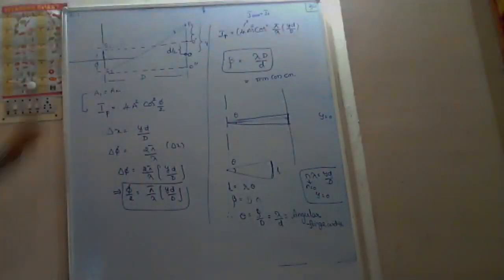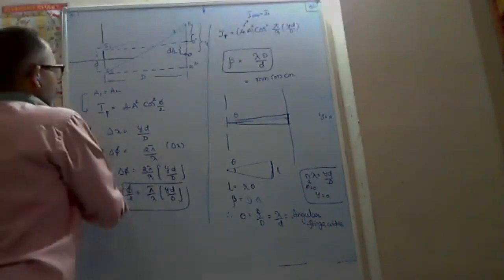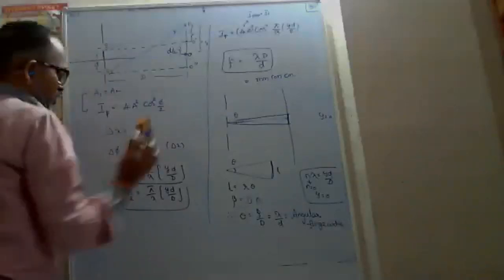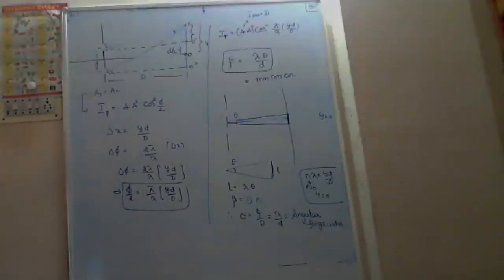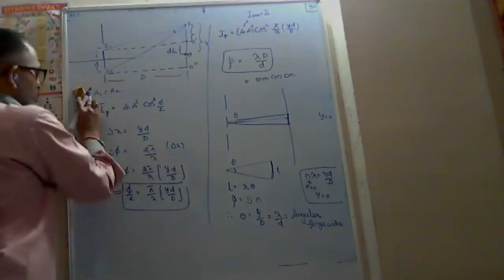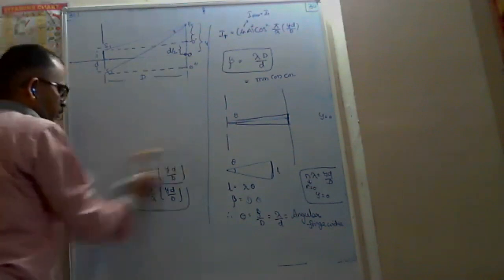Fringe width, and this is the angle made by one fringe, the angular fringe width. Right, good. Now, related to these concepts we discussed today, let us try a few numericals to get some idea.